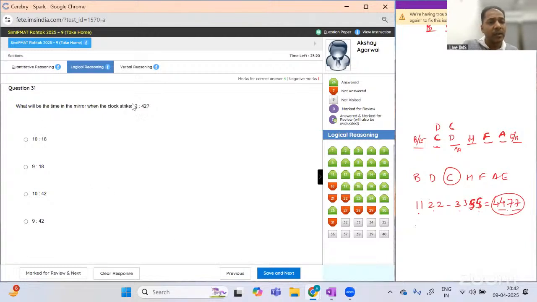What will be the time in the mirror when the clock strikes 2:42? 12 hours minus 2:42. So that is 9:18.